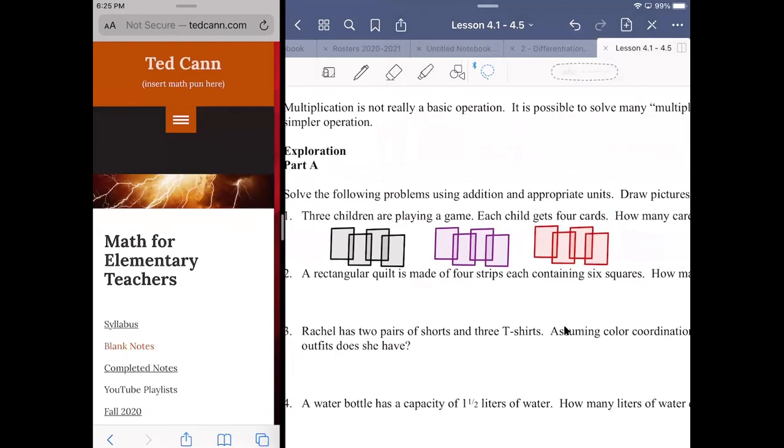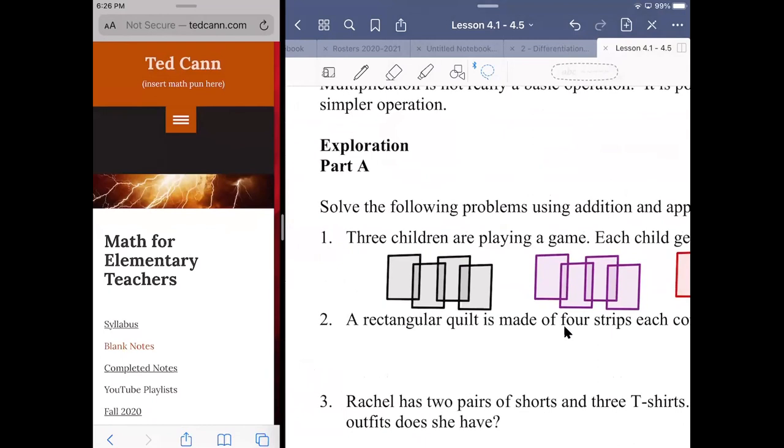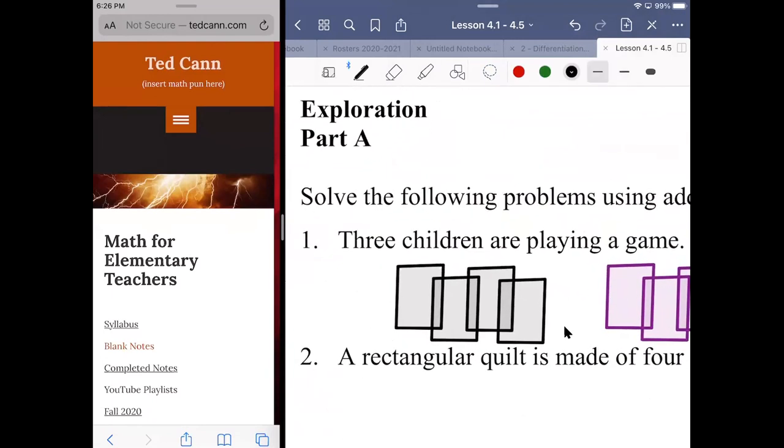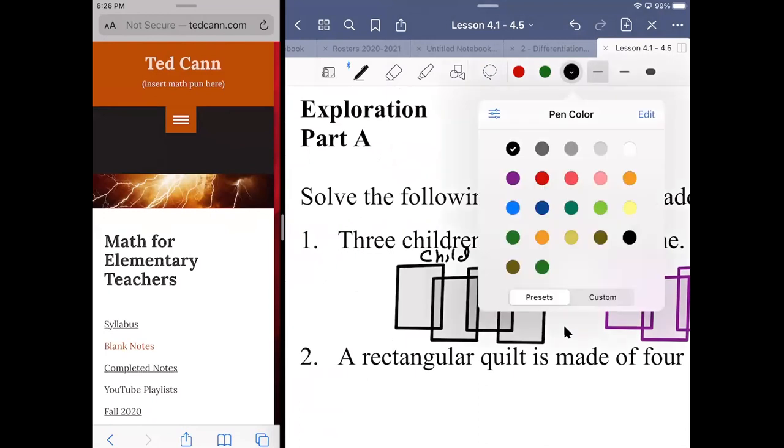All right, so I got my 4 cards for each kid. So we can label it up. We can say child 1, child 2, whatever. You can just believe me, I guess. I'm going to chuck it in here, child 1.